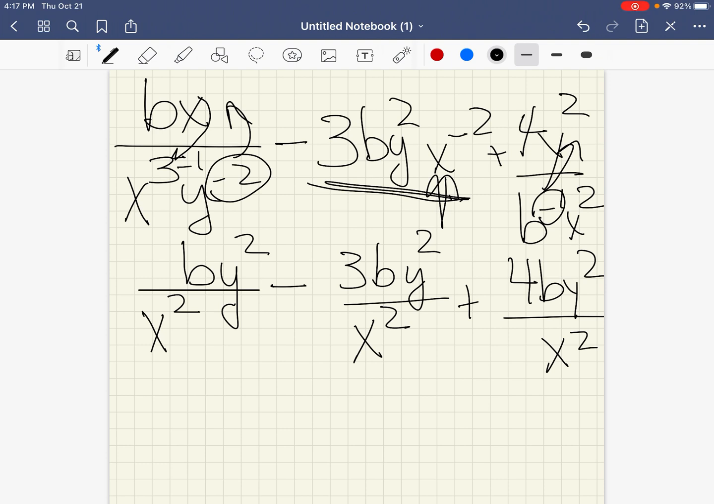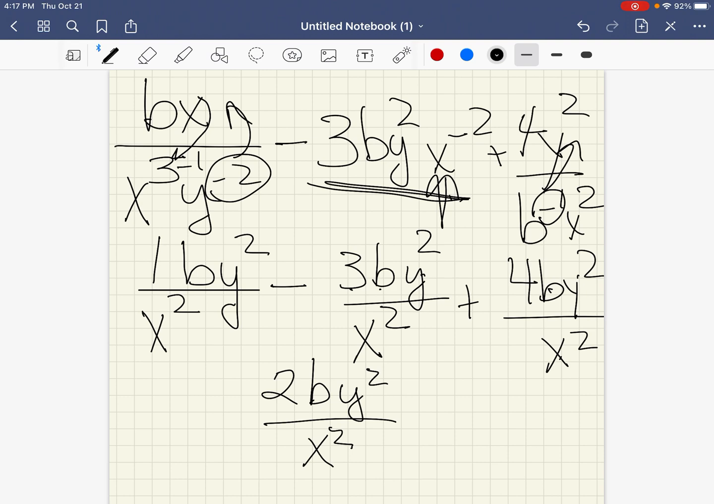Well, this is by squared over x squared, by squared over x squared, by squared over x squared. So they're all like terms. So we just add the coefficients. So 1 minus 3 is minus 2. Minus 2 plus 4 is positive 2. And the term itself stays the same. You're just adding the coefficients.